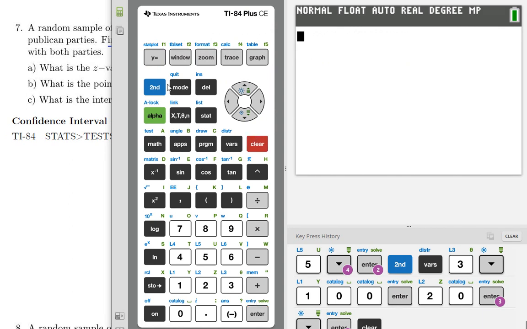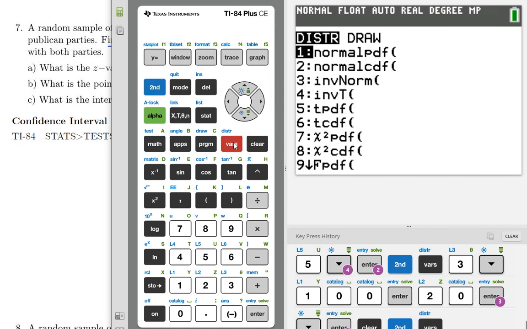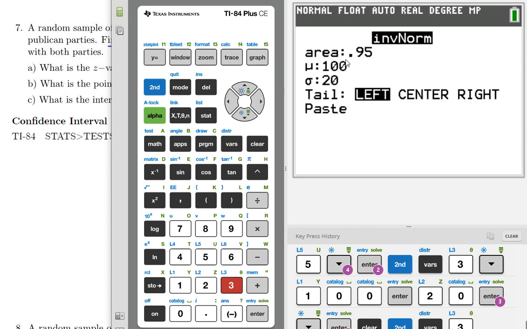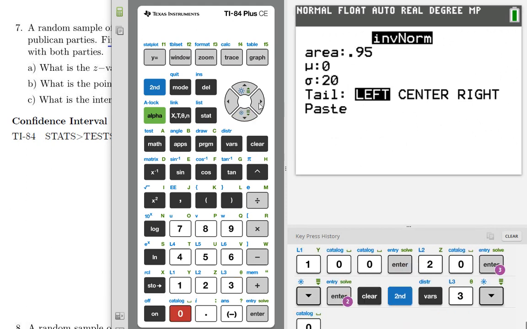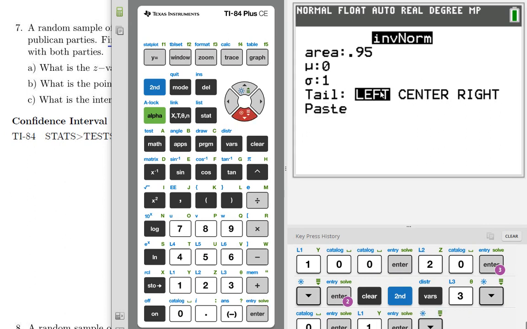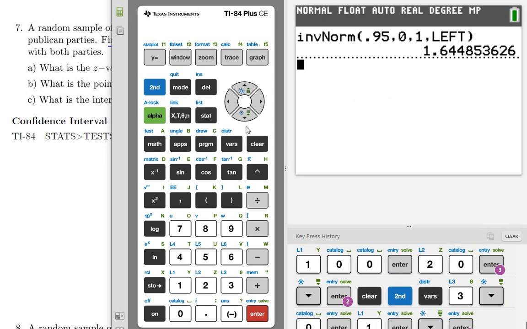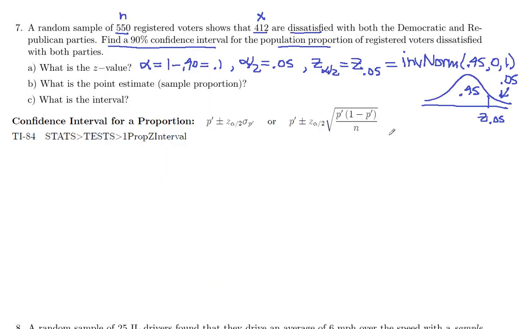So let me clear this out of here. So second variables, we're doing inverse norm number 3. We had 0.95 area set from our last one. We just need to change mean to 0, standard deviation to 1. Come down and make sure the left area is 0.95. Paste it, and that's 1.645.